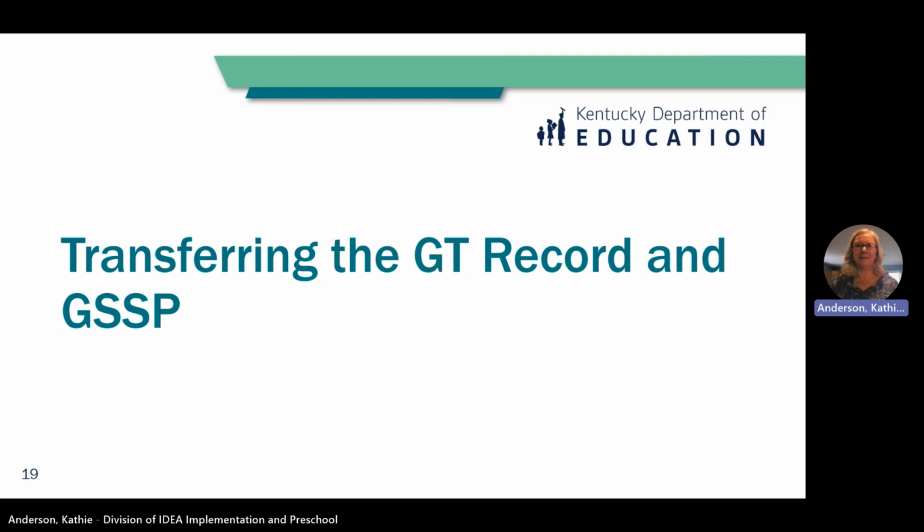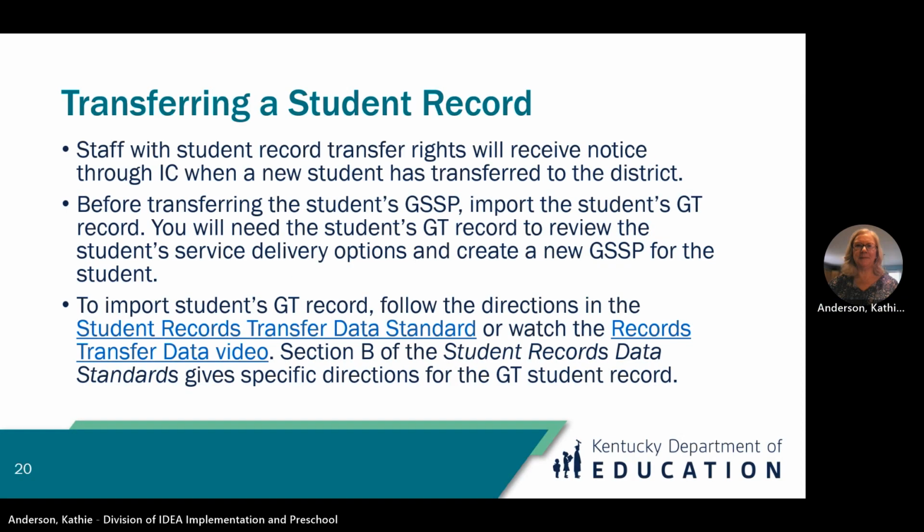Transferring the GT record and the GSSP. I just want to say these are two different items in Infinite Campus. So let's talk about this. So transferring a student record. A student record is what comes over with a student, what is transferred with a student that has their service delivery options and the evidences that were used to identify the student for the gifted and talented program.